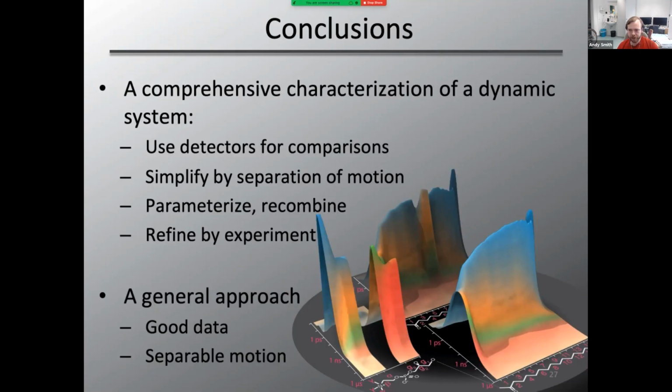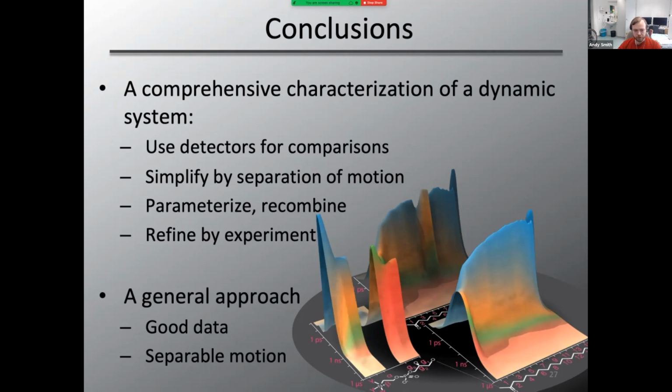And so that wraps up what we're doing here. We get a comprehensive characterization of a dynamic system. We first used our detectors for comparison of the experiment and simulation, so we checked that the simulation is high quality. We simplify our problem by separating the motion out in the MD simulation. We parameterize it, we combine it to get a new landscape, and finally we do a refinement step, going back to the experiment. And I should mention that PLPC has been pretty well studied, although we do separate out some motions overlapping in time scale and really get the whole picture at once.